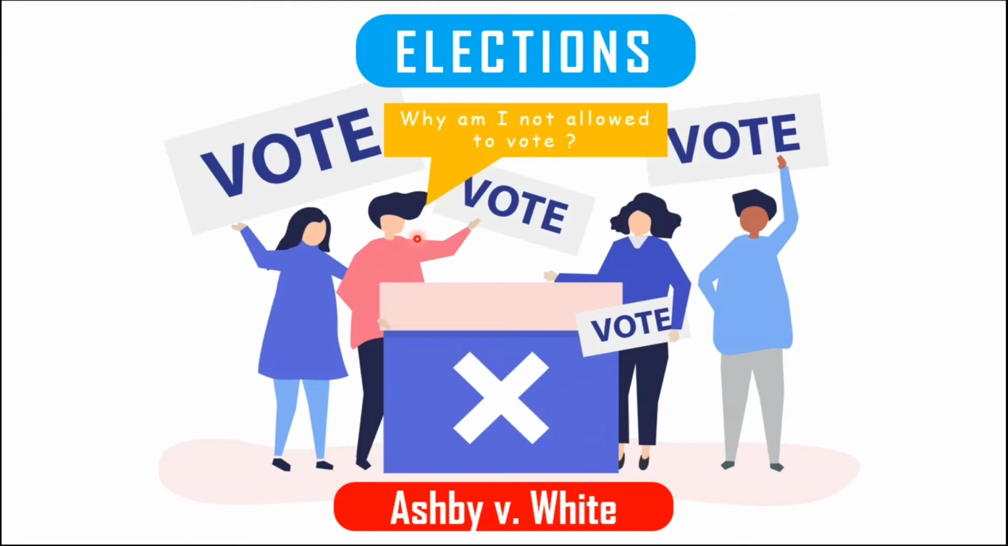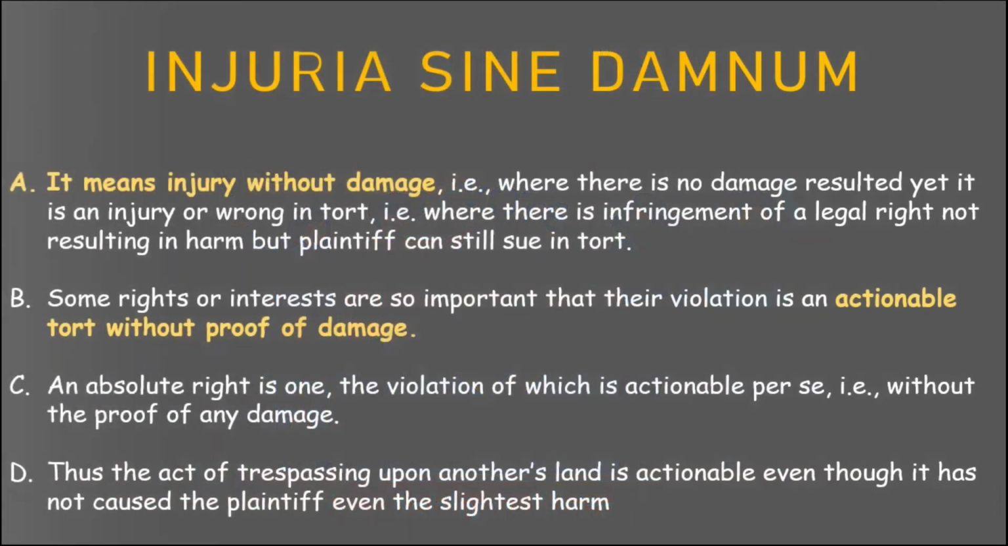So what really happened here: a lady went to vote and she was not allowed to cast her vote. That happened in the Ashby v. White case. In that case, her legal right has been affected. A more detailed explanation is given in injuria sine damno. It means injury without damage. So what happened to that lady? There is an injury to her legal right, but there is no damage in terms of physical harm. Where no damage has resulted, yet there is an injury or wrong in tort, where there is infringement of a legal right not resulting in harm, the plaintiff can still sue in tort. It means when a legal right has been affected but there is no harm, it can still be actionable in tort.